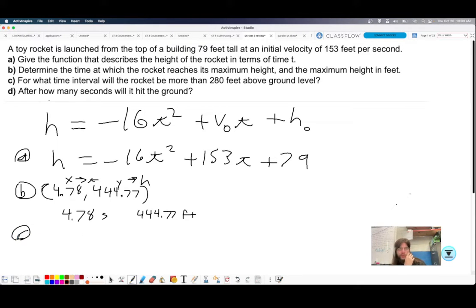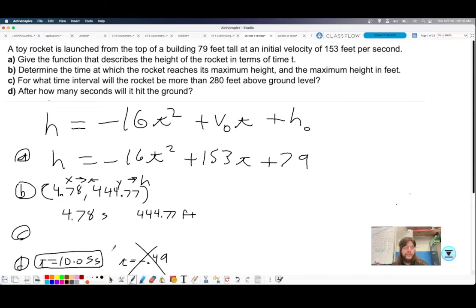Part C, for what time interval will the rocket be more than 200? Let's actually skip C and go to D, because read D. So just run mode 5.3 again with the same exact numbers. You get T equals 10.05 or T equals negative 0.49. So obviously can't have a negative time. So after 10.05 seconds, it's going to smack the ground. So just do it in 5.3, like you do A in 5.3 again. You literally do the exact same.